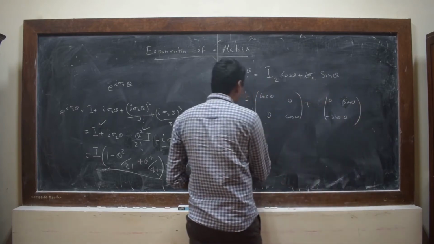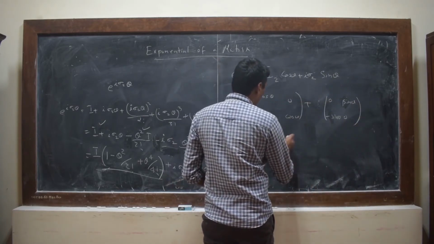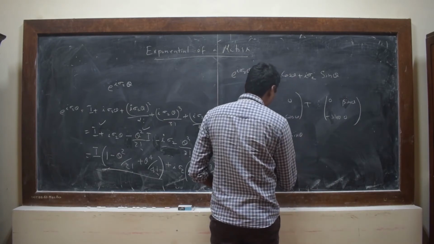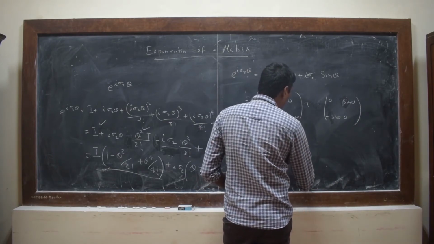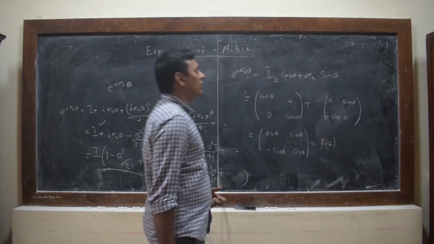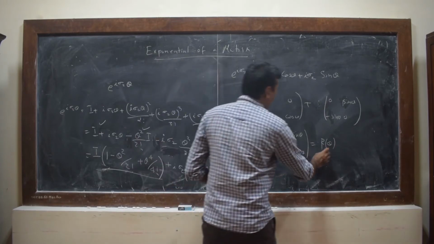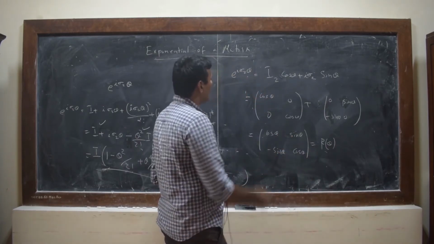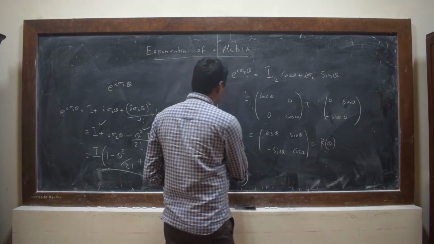Okay. Or this is equal to cos theta, minus sin theta, sin theta, cos theta, or basically this is R of theta, the rotation in the xy plane. So, this is a rotation matrix basically. So, e raised to i sigma 2 theta is nothing but this.